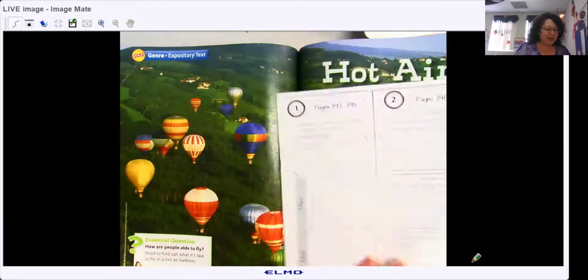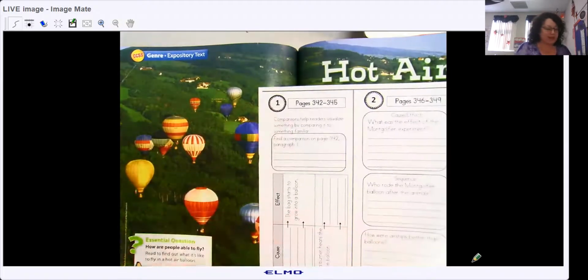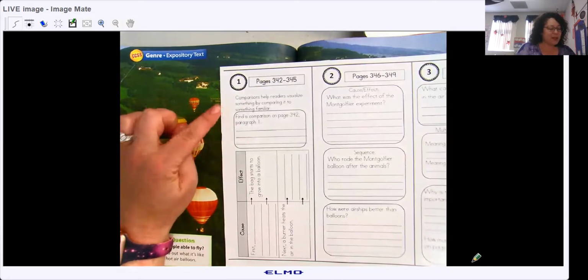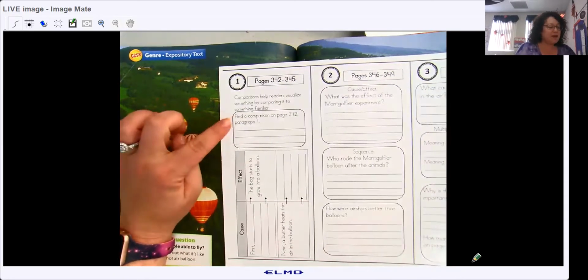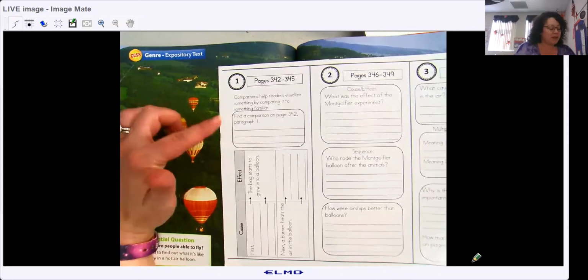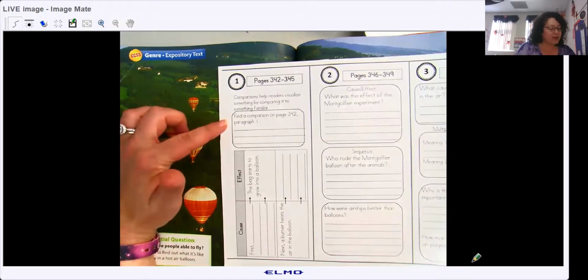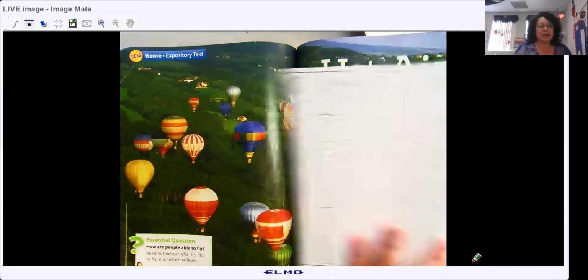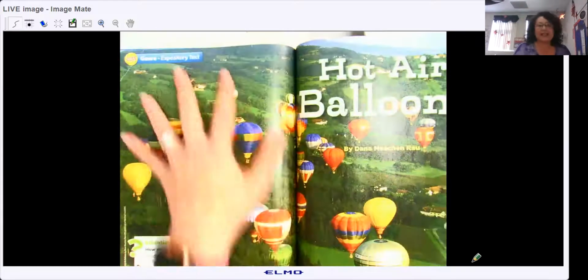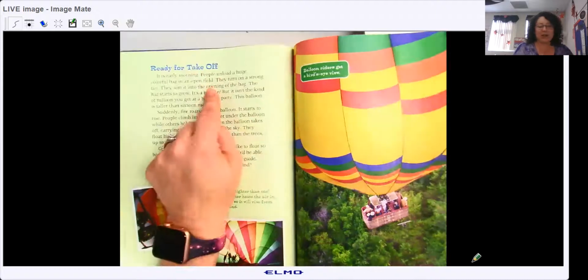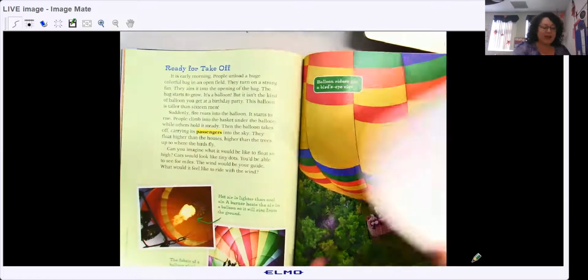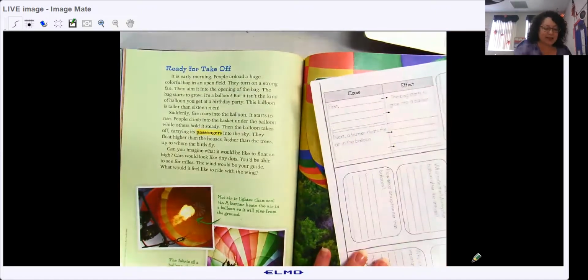Okay, before we read, we are going to look at our boxes. Comparisons help readers visualize something by comparing it to something familiar. We should know what comparison means. Find a comparison on page 342, paragraph 1. Well, I'm on 342 paragraph, but I don't see any paragraphs. So I think they made a mistake. We'll go here. Then we have cause and effect.